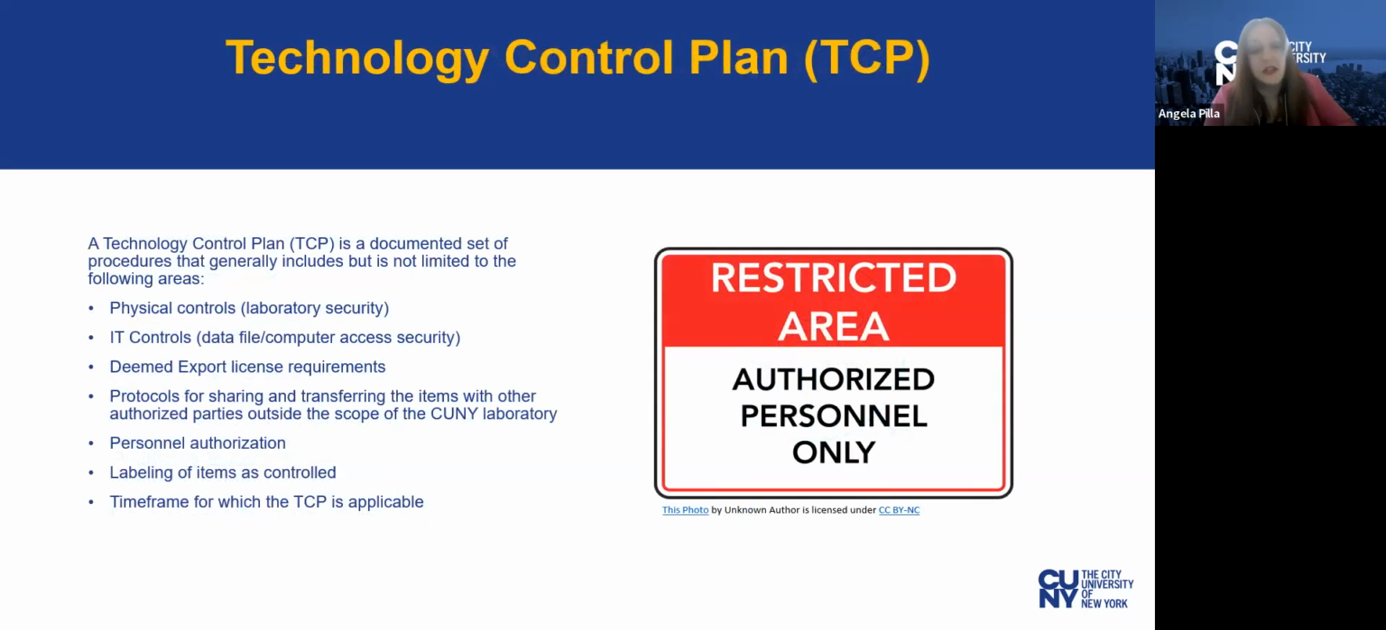I mentioned the technology control plan if you're working on any kind of export controlled research. A technology control plan is basically a document that safeguards and outlines what we're planning to do with this research. What are the physical controls? Are the labs lock and key? Do you have badge access? However that's set up. Access controls, IT controls, what kind of data sharing or transferring, what kind of security do we have?